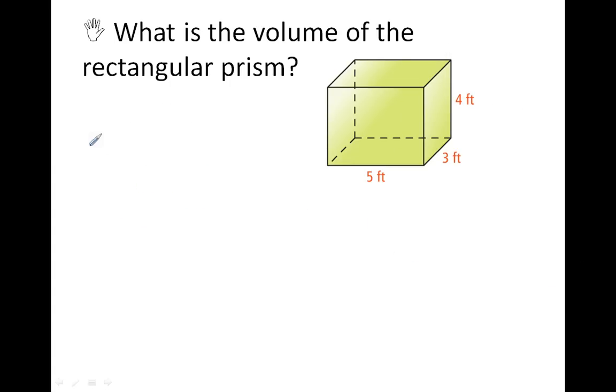For this example, volume again is the area of the base times the height. So the area of the base, we would do 5 times 3, times a height of 4. Now, to make it really easy, we can do this in our heads. 5 times 4 is 20, times 3 is 60. Our unit is feet, so our answer is in cubic feet.